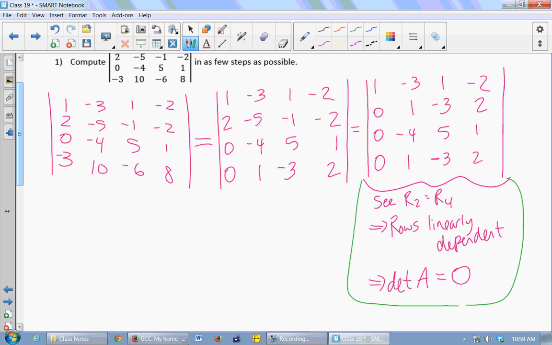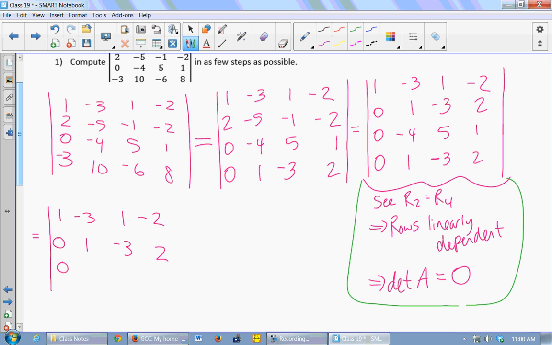Okay, so I'm going to use row 2 to eliminate rows 3 and 4. Maybe I'll just do that in one step. So row 1 stays the same. Row 2 stays the same. And then I'm going to eliminate the -4 and the 1 in rows 3 and 4. So I'm going to use this 1. So first I'll multiply this whole row by 4 and add it to row 3.